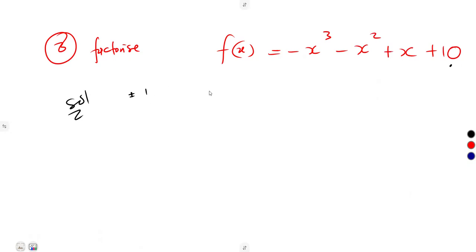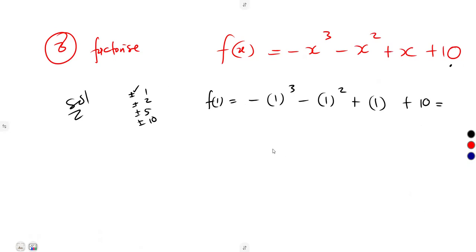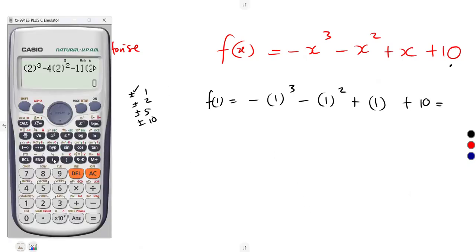So we've got ±1, ±2, ±5, ±10. These are actually factors of 10. Then we try, guys, just like before, which one is going to give us a 0. From these factors, we try +1: f of 1, in place of x, minus 1 to the exponent of 3 minus 1 squared plus 1 plus 10 in place of x. You're going to see that this is not going to give us a 0.